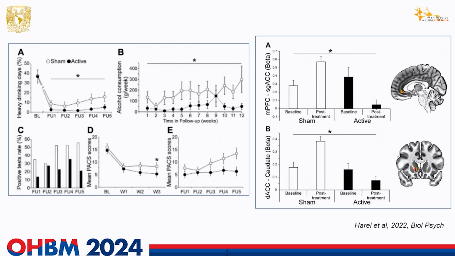And in some studies, like in alcohol, like this study by Harel, for example, they showed that if you stimulate certain areas like the dorsolateral prefrontal cortex, you can actually see a decreased connectivity with the medial prefrontal cortex, and in this case, the medial prefrontal cortex with the ACC, for example. So they found a decrease there. So it's kind of like trying to find biomarkers related to TMS improvement. However, we still don't know exactly how this is working.